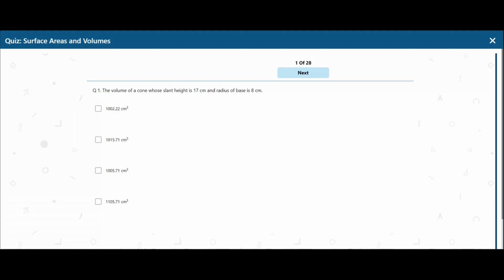How much? 1131.52. 39.8. But the answer is 1005.71 centimeter cube. Option C. That's correct.